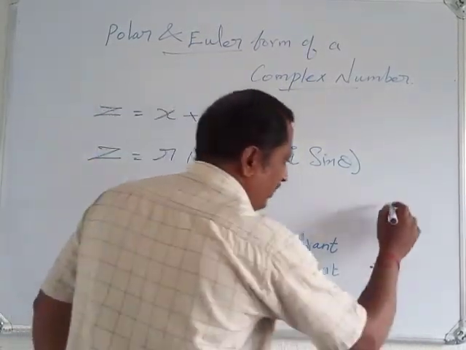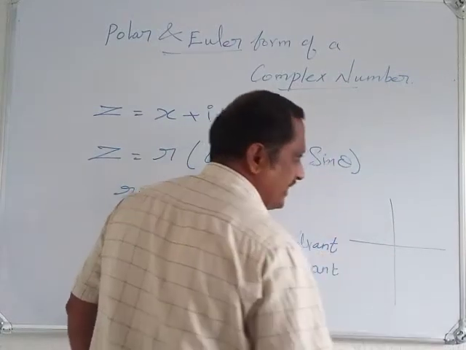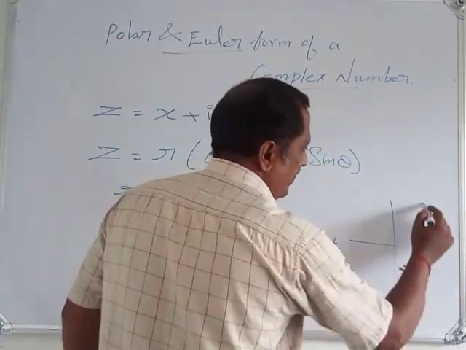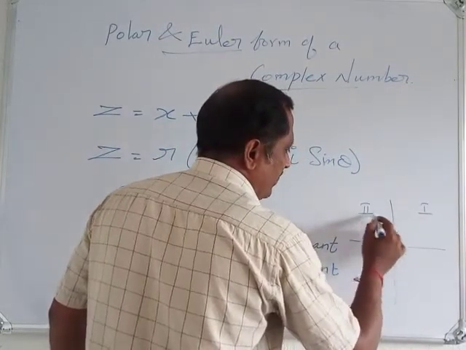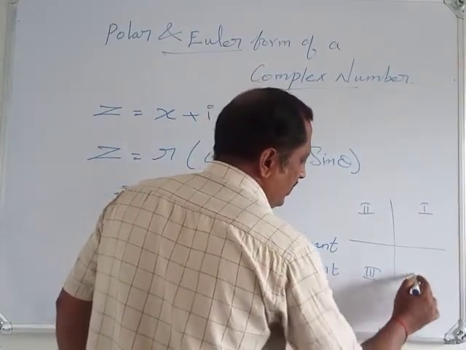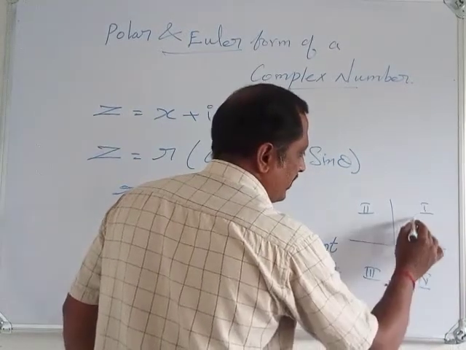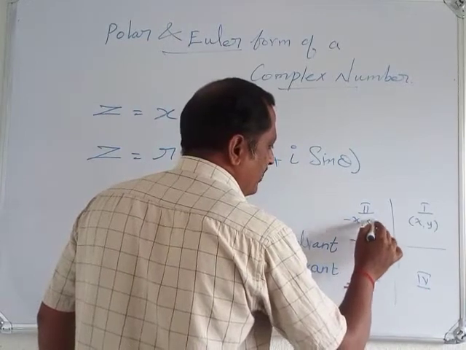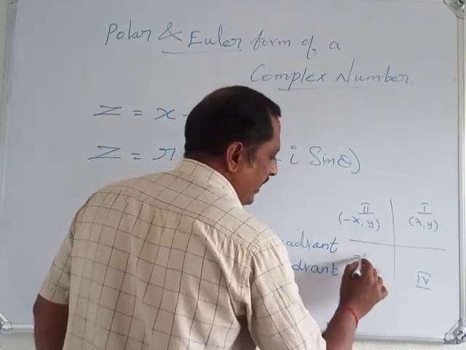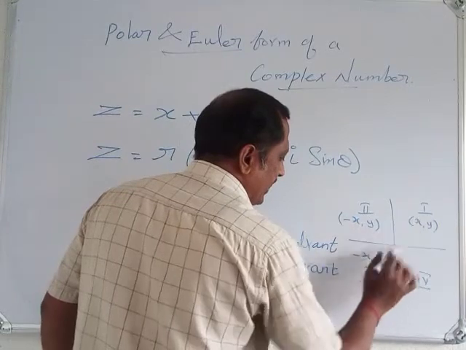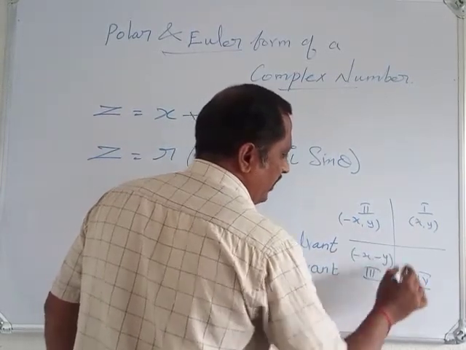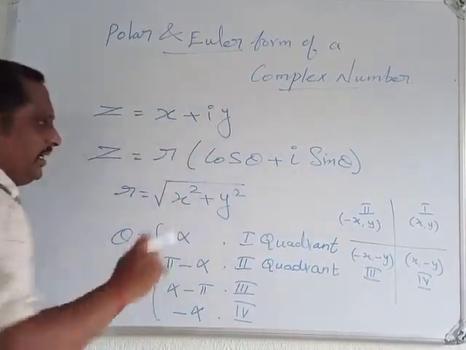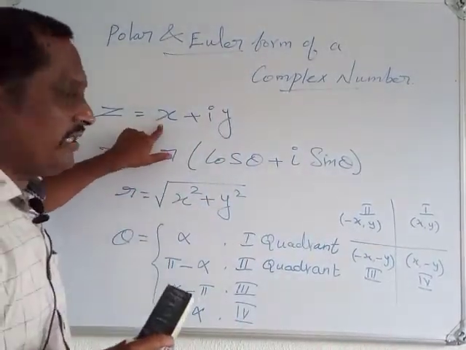What is the quadrant, sir? The coordinate axes, x axis and y axis, we have studied; choose the quadrants in anti-clockwise direction. This is the first quadrant, this is the second quadrant, this is the third quadrant, this is the fourth quadrant. That is, here x, y positive; here x negative, y positive; here both negative, x negative, y negative; here x positive, y negative. We can decide only based on the given complex number.